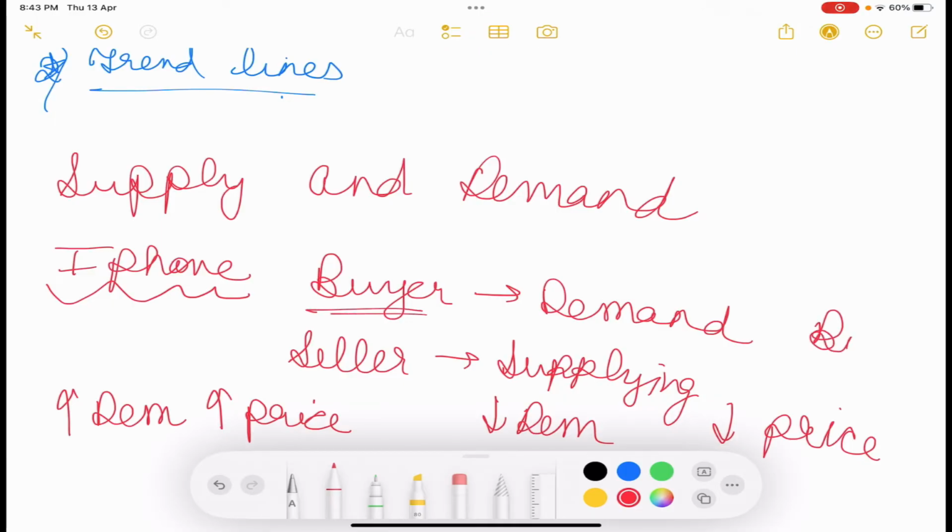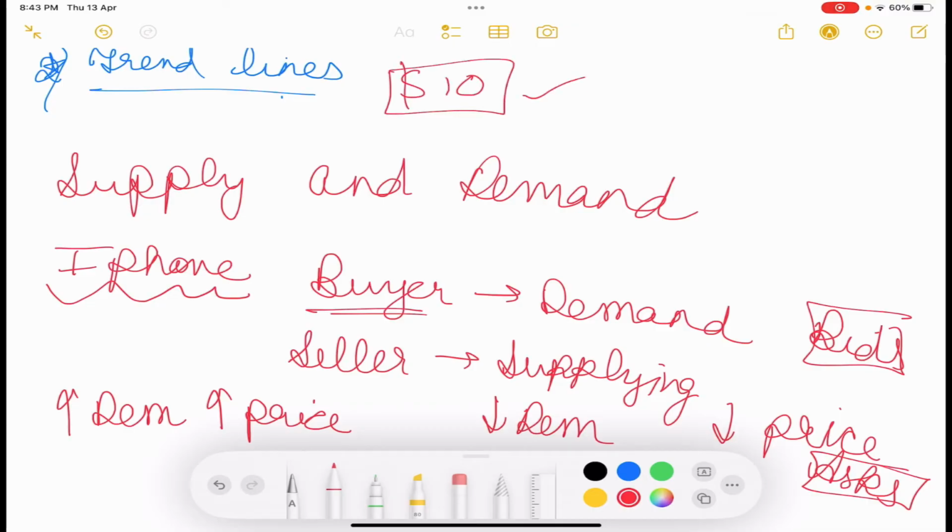The same rule applies in the stock market as well: the buyer always bids and the seller always asks. The seller asks for a price. The seller will say, I will sell for $10, and you say, no, I will buy for only $9. This is what is known as supply and demand. The same rule applies in the market as well.